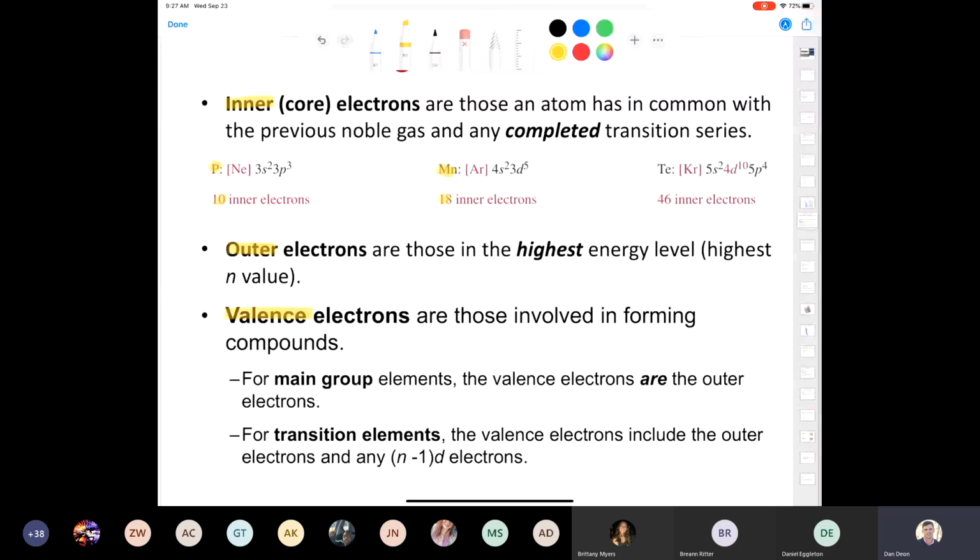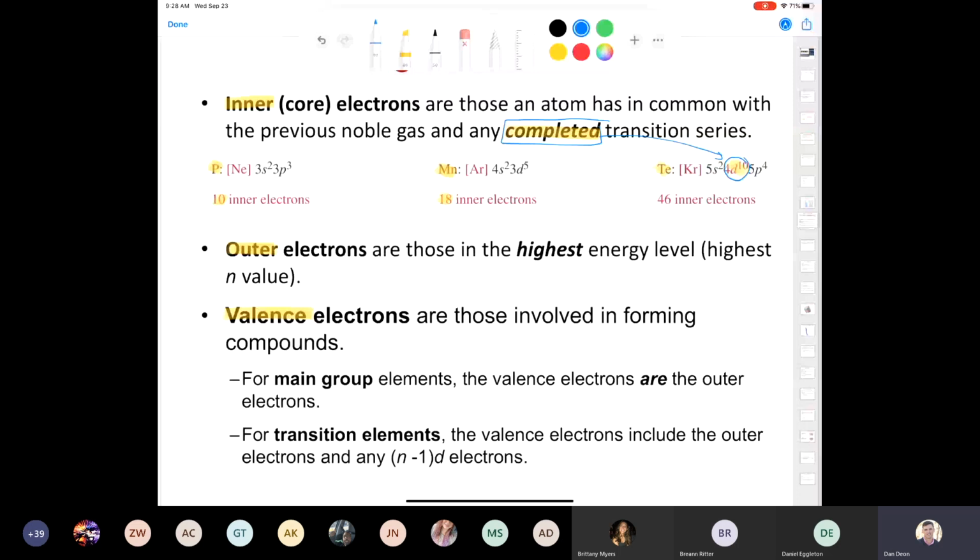Now remember, when we involve electrons from a transition series, they have to be completed. That means you'd have to have a full set of d electrons. Since you can have a total of 10 d electrons, and there's only 5 d electrons in manganese, we don't consider those d electrons. If you look at tellurium, here's an example where we do have a completed d series. The noble gas krypton, which precedes tellurium, has a total of 36 electrons, but we have to tack on these 10 electrons, because that is a completed transition series right there.